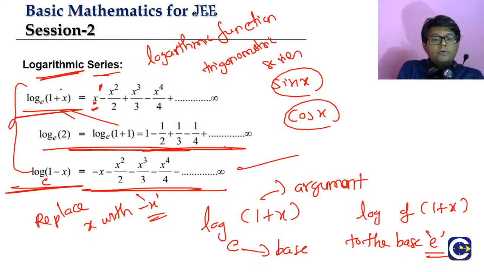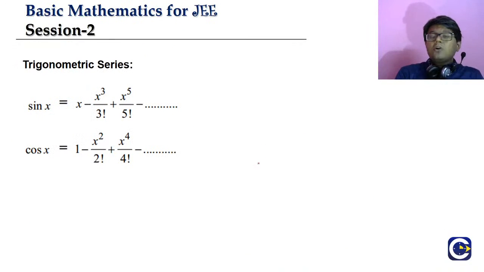Look at what we are going to get. Everywhere, x will be replaced by 1. That is 1 minus 1 by 2 plus 1 by 3 minus 1 by 4 and so on. We'll see the value of this when we go to the logarithmic functions, where we will be able to see the value of this particular log 2. But this is what we call the logarithmic series. Now we will move on to trigonometric series.